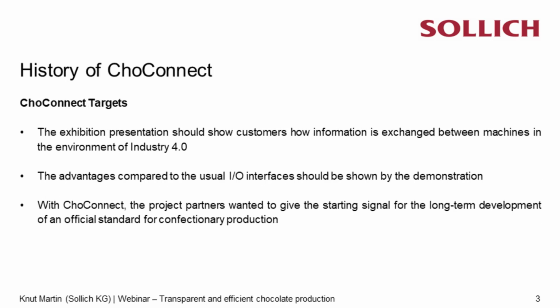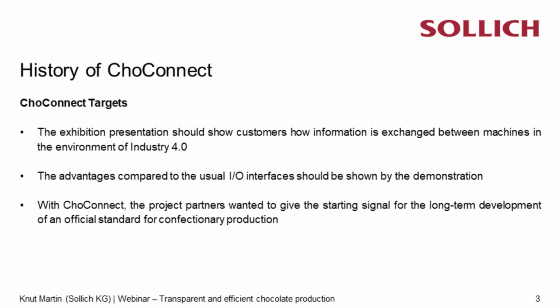With ChoConnect, the project partners wanted to demonstrate to the industry how modern communication mechanisms from the Industry 4.0 environment can be used to obtain sufficient information to react faster to malfunctions, make production processes more flexible, and increase the overall plant effectiveness in an efficient way. The basis for this was the consistent transparency of machine statuses within the value stream, from temperature control and casting equipment to primary and secondary packaging.